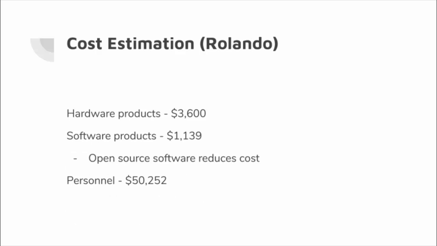For our estimated costs, there were many factors that were taken into account. The estimated cost of our hardware products is $3,600. This includes the cost of the servers that we will require, and also the required server maintenance that goes along with it. We estimate the server to cost about $1,200 for the year, and the server maintenance to cost about $2,400 for the year. The estimated cost of our software products is $1,139.